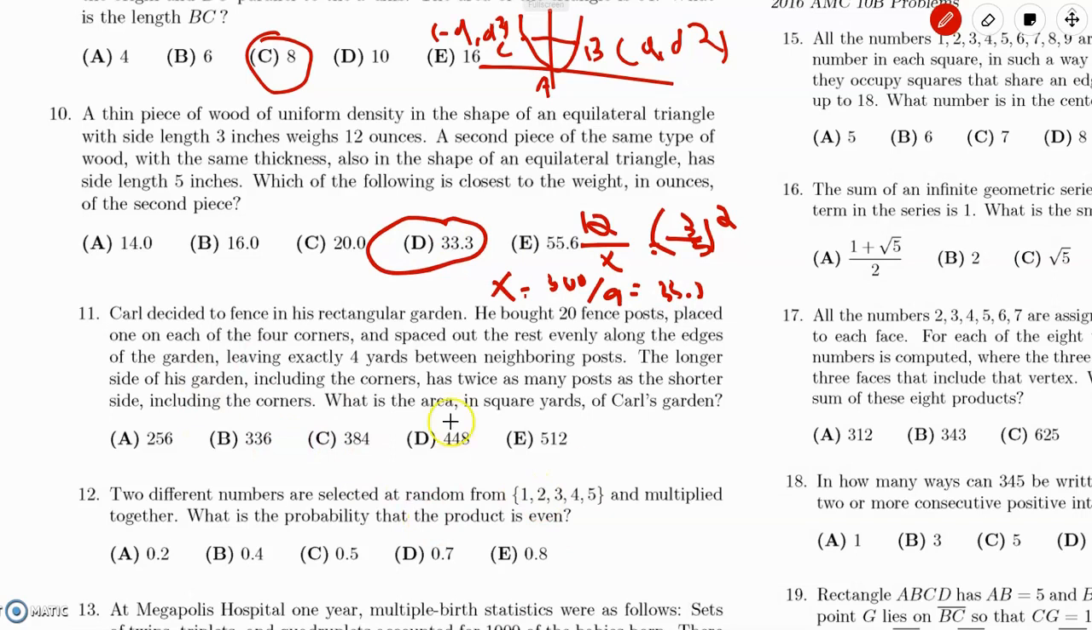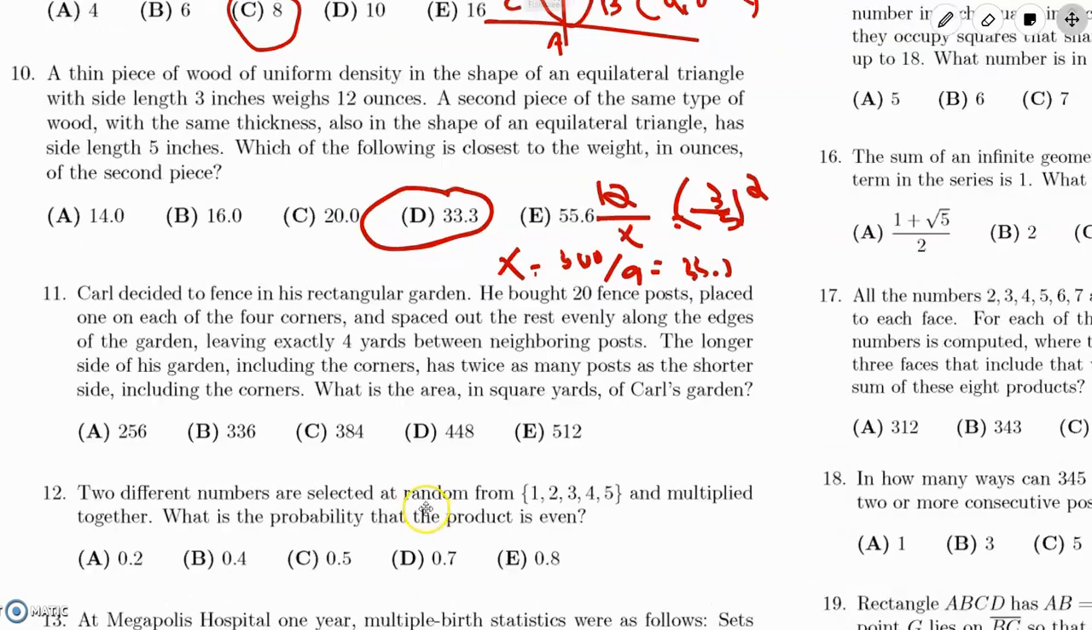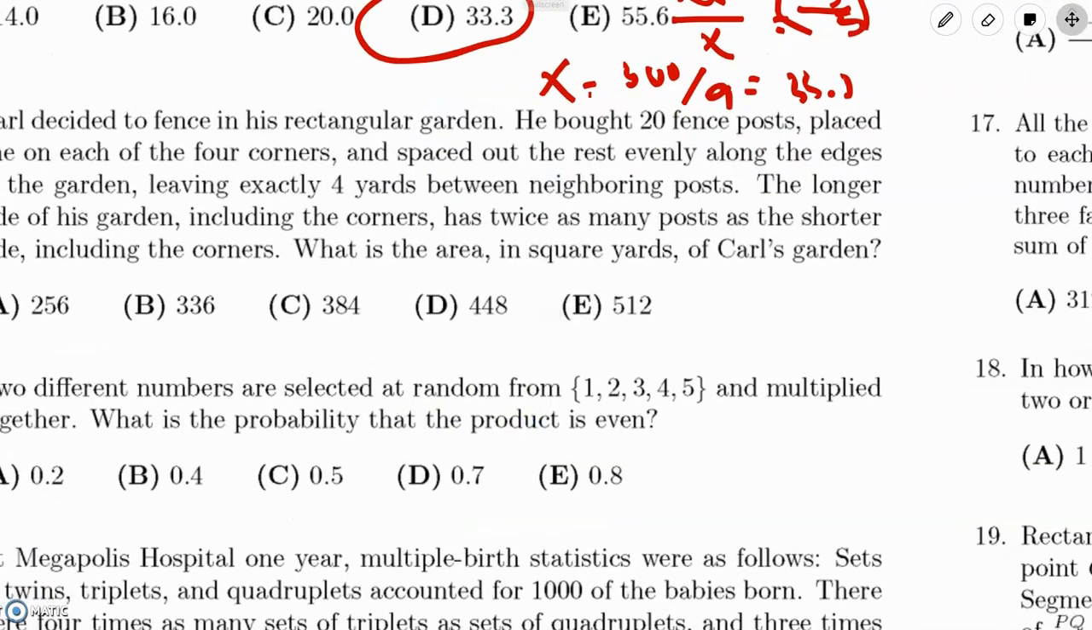Number 11. Carl decided to fence in his rectangular garden. He bought 20 fence posts, placed one on each of the 4 corners, and spaced out the rest evenly along the edges of the garden, leaving exactly 4 yards between neighboring posts. The longer side of his garden, including the corners, has twice as many posts as the shorter side, including the corners. What is the area in square yards of Carl's garden?